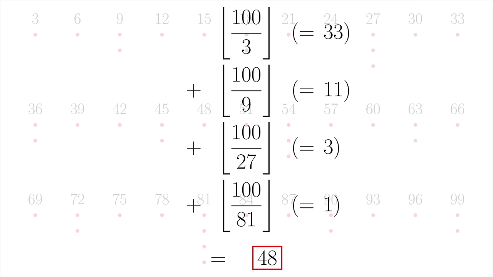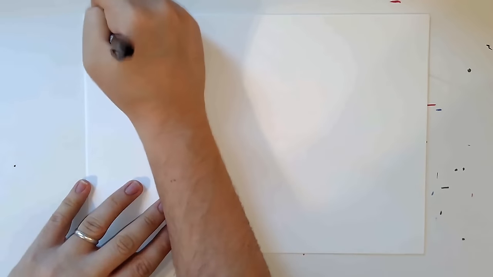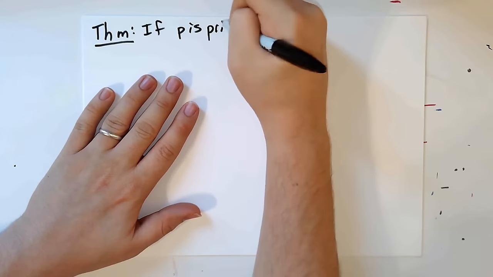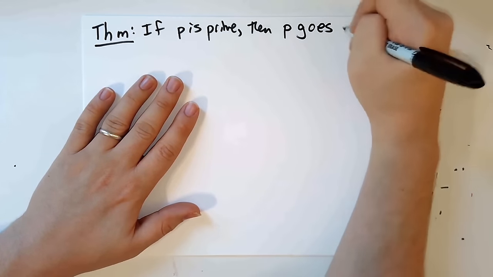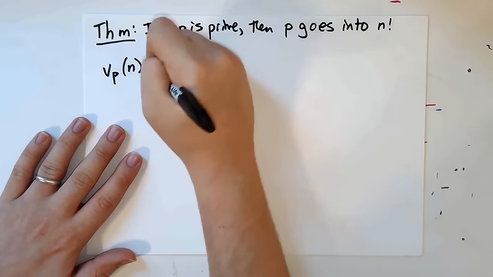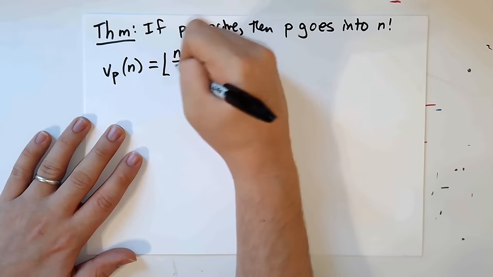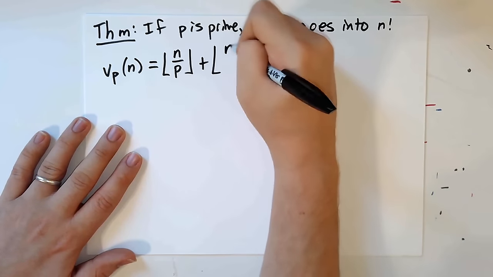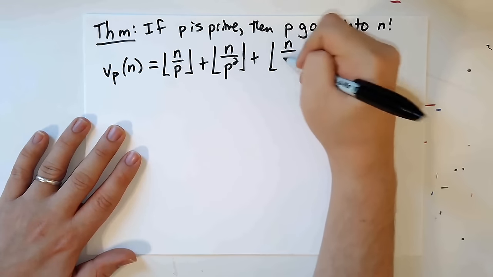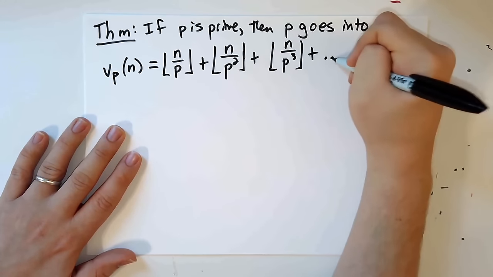Okay, now I want to go ahead and write down the general form, because it's not so hard to generalize this. Namely, here's a theorem that we have effectively just proved: if p is prime, then p goes into n factorial this many times. I'm going to call this number v_p of n. What is it? It's the floor of n over p, plus the floor of n over p squared, plus the floor of n over p cubed, and so on.